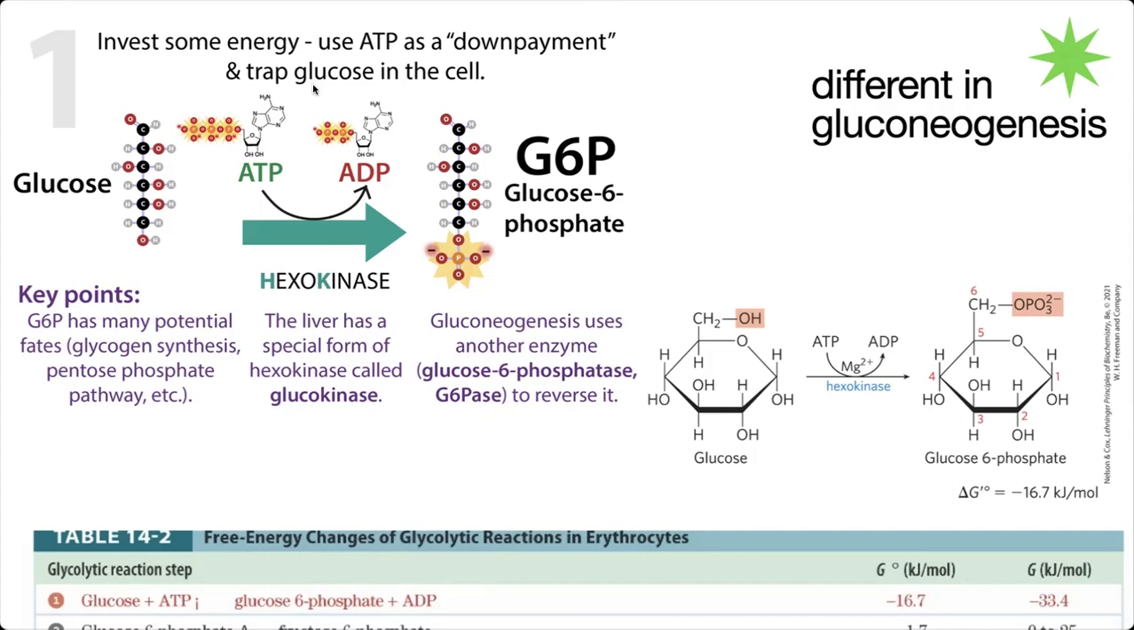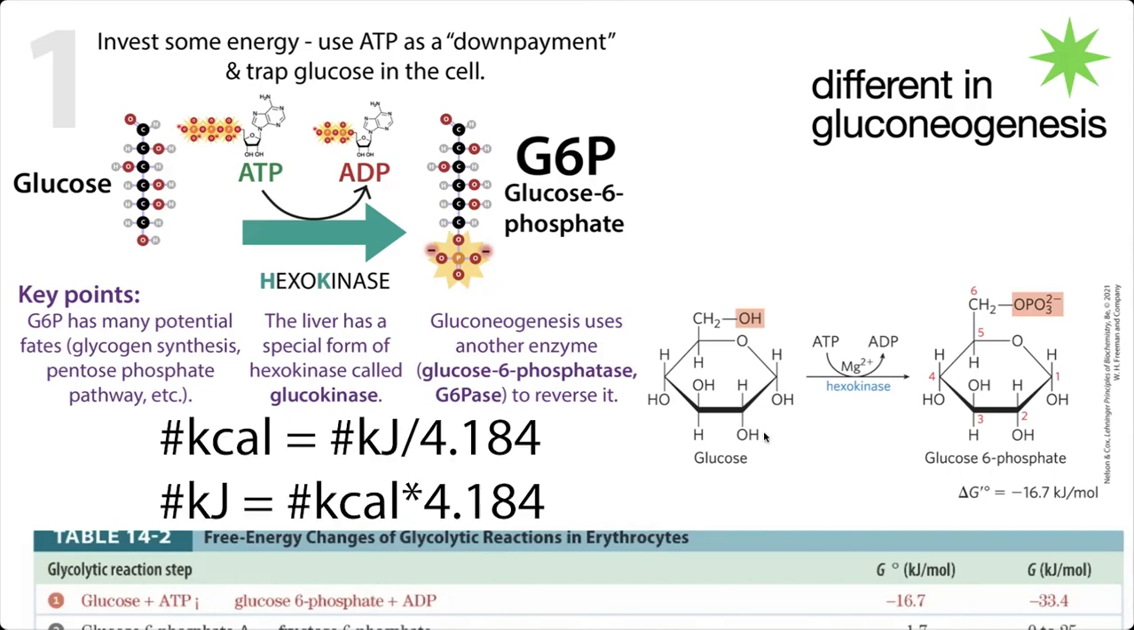Because your cells don't have transporters for glucose 6-phosphate, just for the glucose, and so now you can trap the glucose in the cell if you phosphorylate it. And so that's what you're going to do. You're going to phosphorylate it using that hexokinase. Remember, hexokinase, the form in your liver, is called glucokinase. You're going to phosphorylate this 6th position, and that's going to give you this molecule of glucose 6-phosphate.